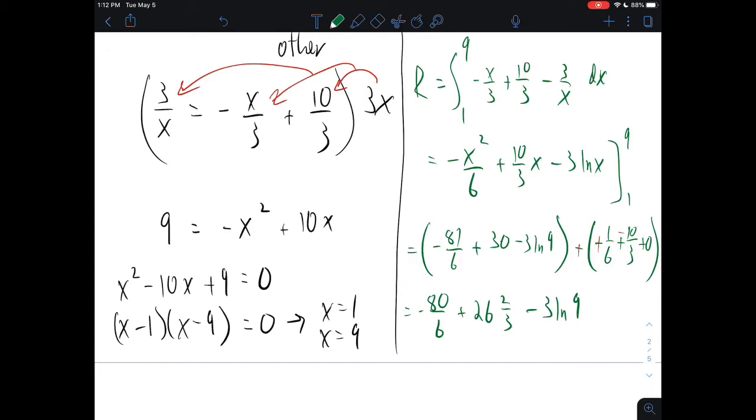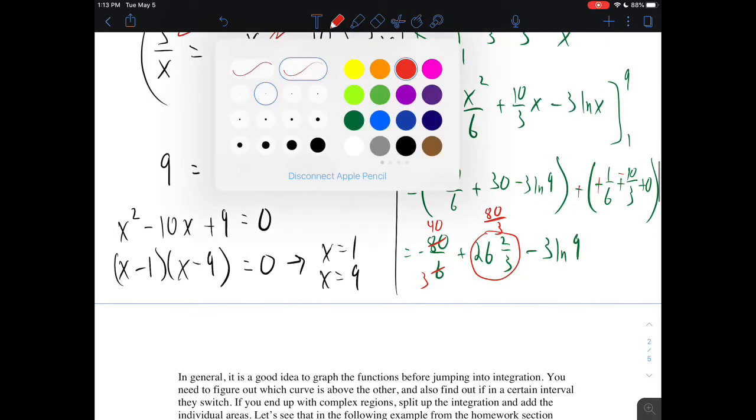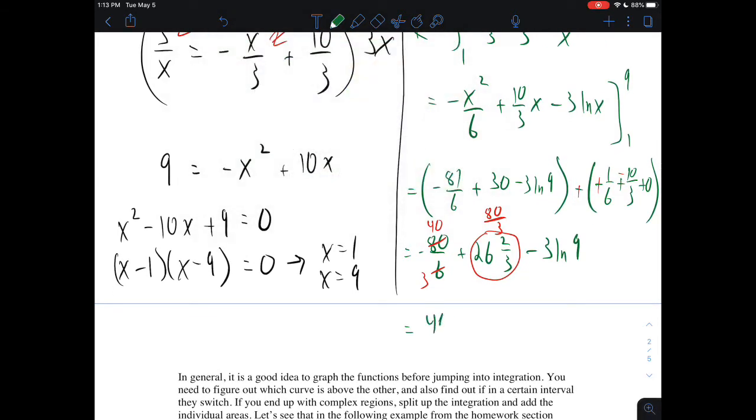And it's at this point we probably want to get a common denominator for those first two terms. So I could divide 80 by 2, which is 40, and 6 by 2, which is 3. And then 26 2/3 is the same thing as 26 times 3, which is 78, plus 2, which is 80 over 3. And so when I add negative 40 over 3 plus 80 over 3, that leaves me 40 over 3. So I can say that my final answer is 40 over 3 minus 3 natural log of 9.